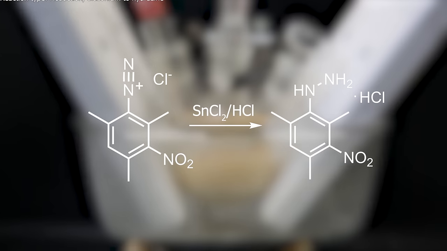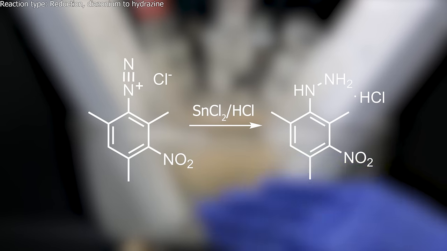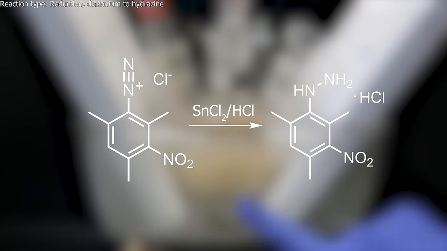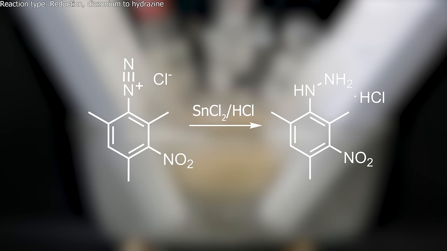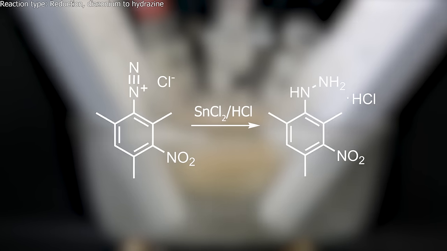In the reaction, tin(II) chloride is able to reduce the diazonium group to a hydrazine group in the presence of hydrochloric acid. This reaction also consists of many steps, where the tin(II) chloride allows the diazonium to take up 3 protons from hydrochloric acid to form the final hydrazine.